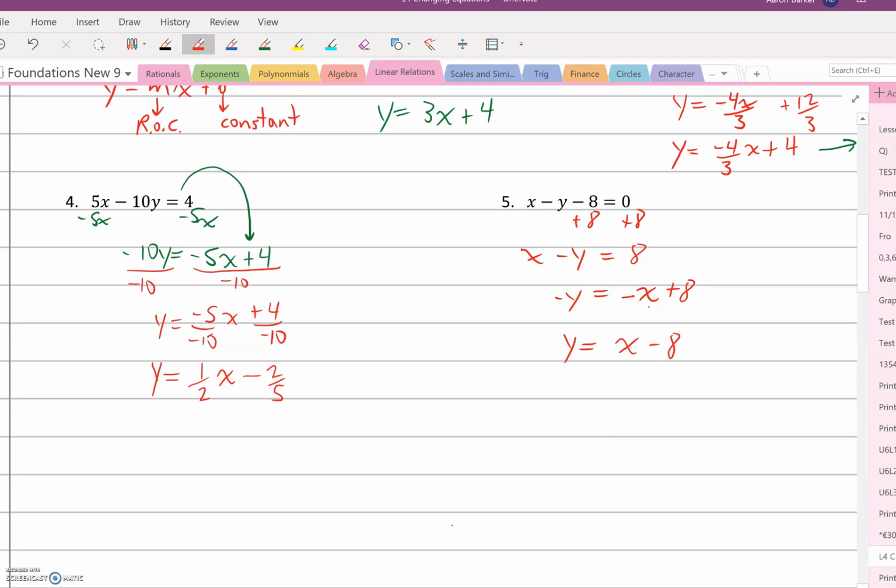Okay. So question number 5, if you're an expert, this is how you're going to be showing your work at the end of the day. But show the little steps, because otherwise you'll lose the details. It's easy to make a small little detail error.